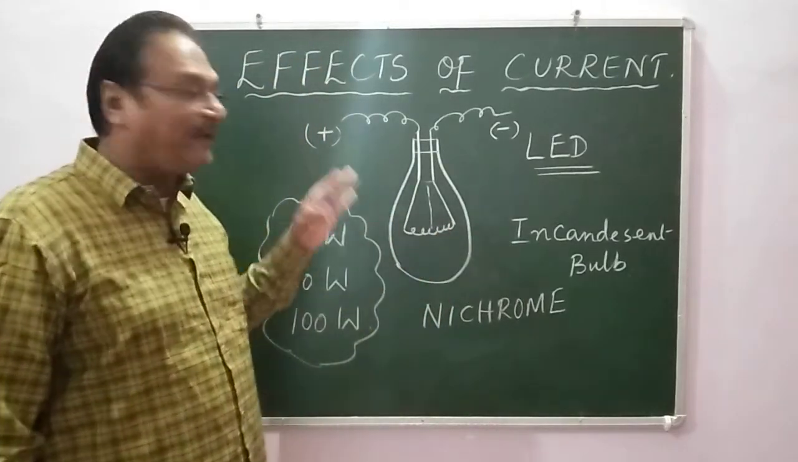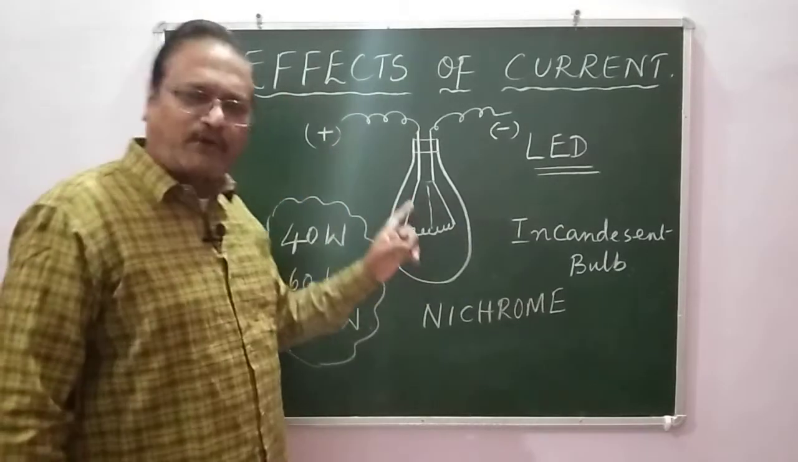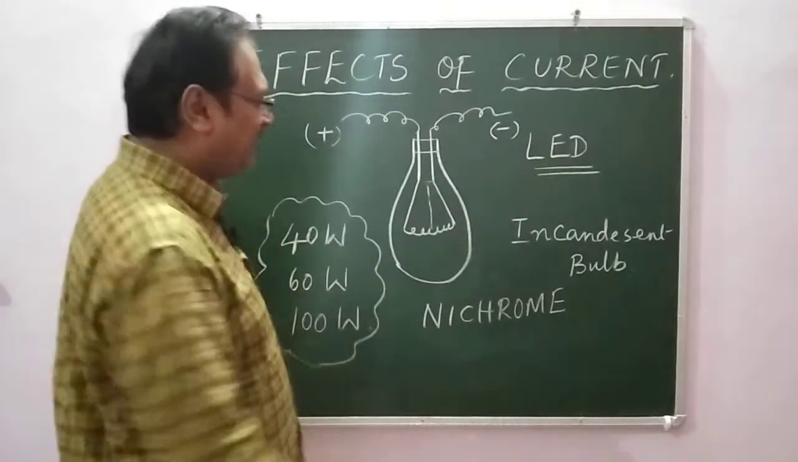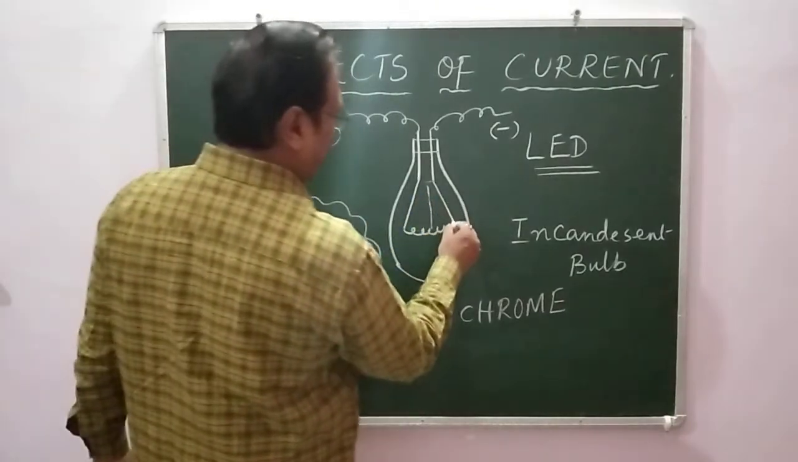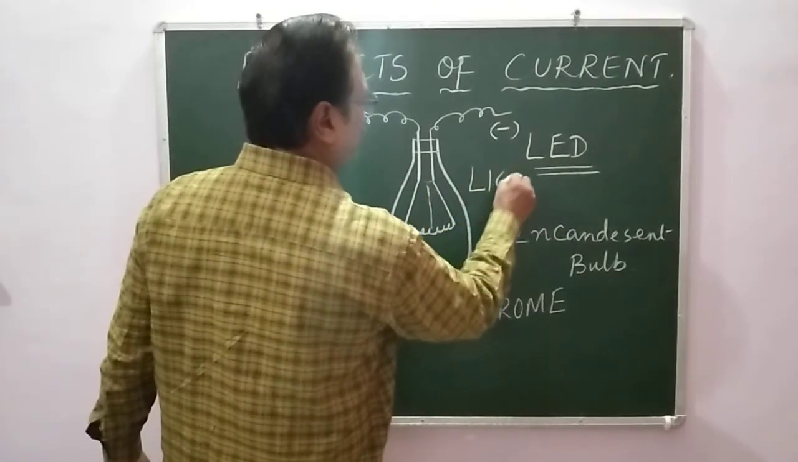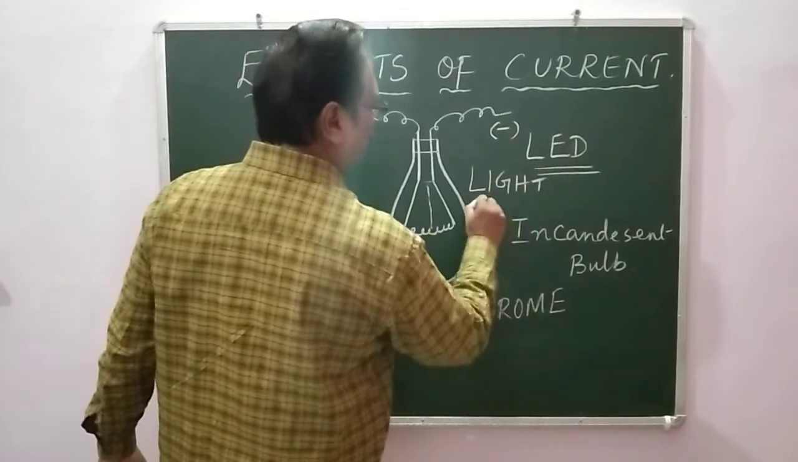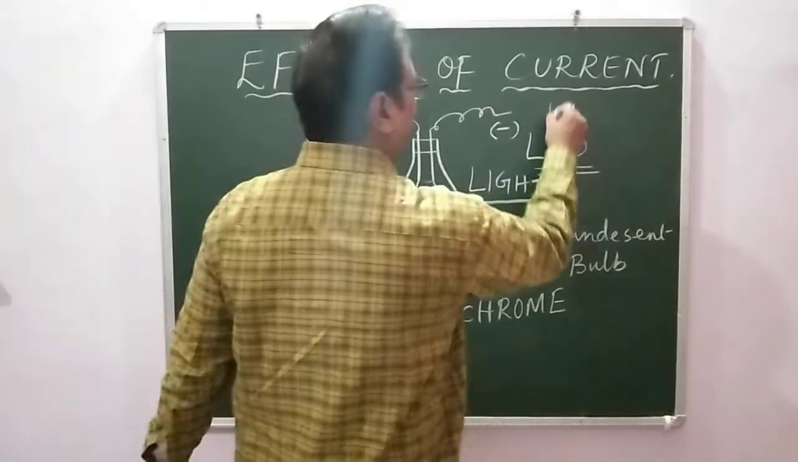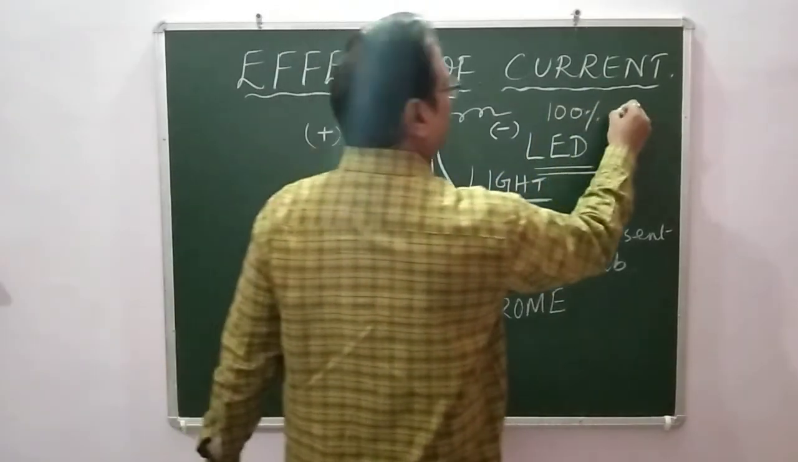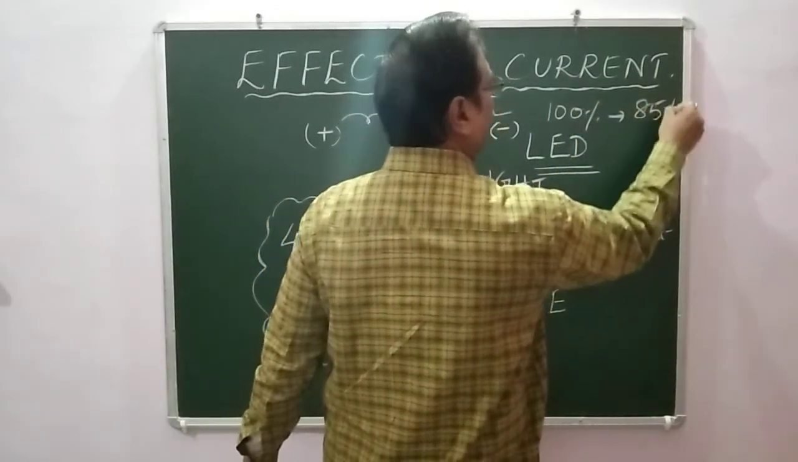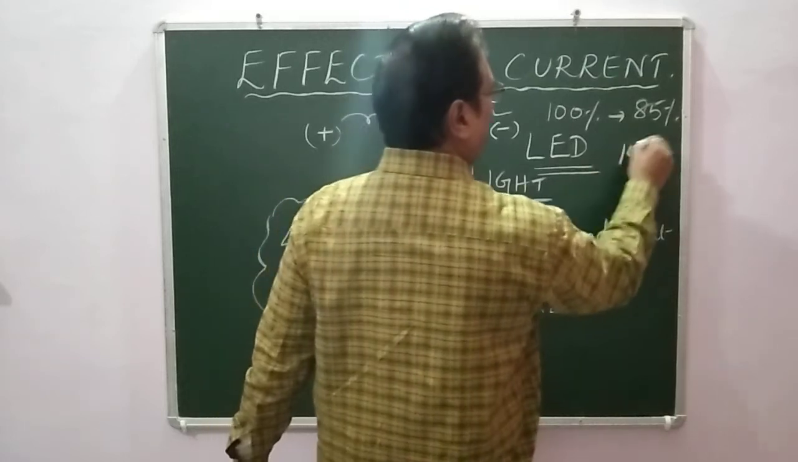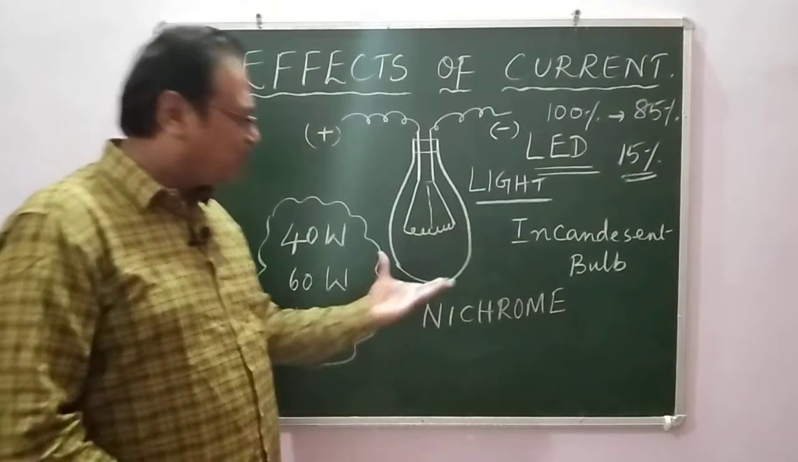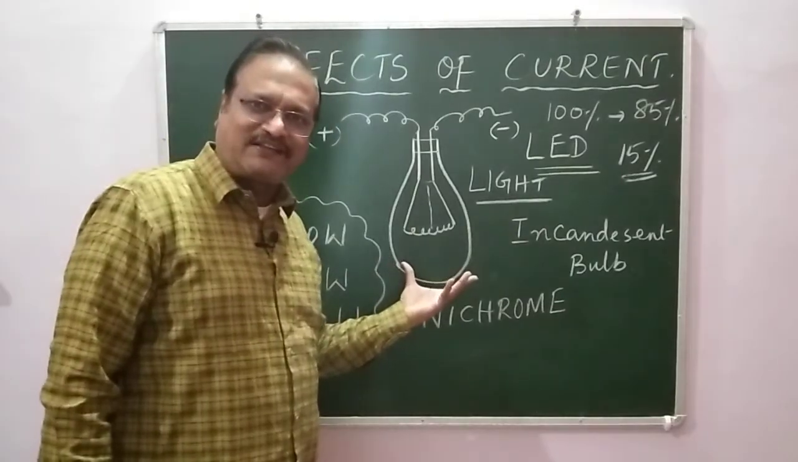But is the purpose of the bulb to produce heat? No. It mainly converts electrical energy into light energy. Suppose 100% is there, it converts 85% into light energy and 15% into heat energy. That is why it is hot here.